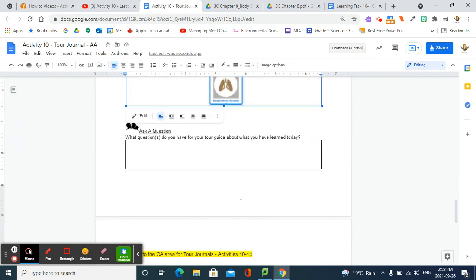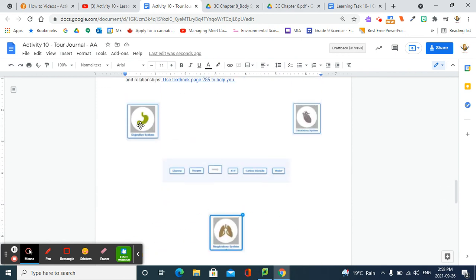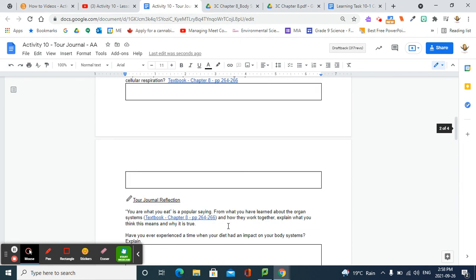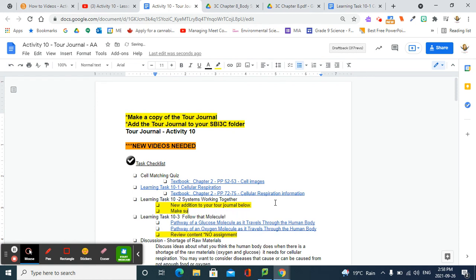Okay. And then the final thing that you're going to do after you've made the edits on there, you're just going to insert it. And then you've just got your questions for what your tour guide asked today. So I can't remember if I've added this to the rubric yet, but I will be adding this to the tour journal rubric for the culminating for tour journal 10. And again, I would advise make sure you have done activity 10-1 first before you do 10-2.